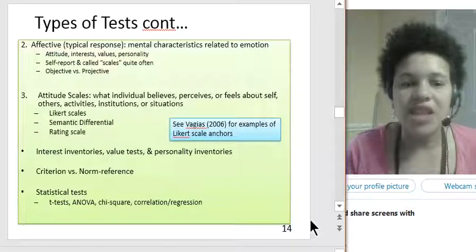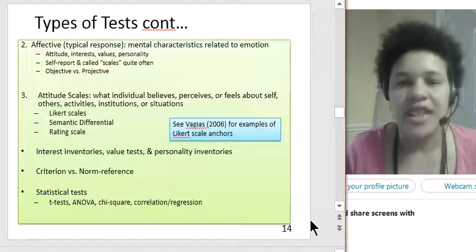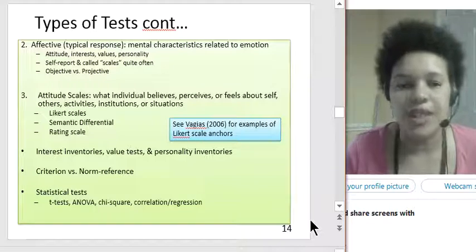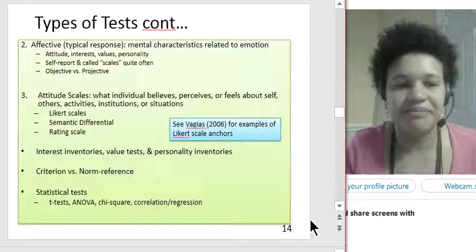And then now there's another way we use the word test, and that's statistical tests. And that's not something we give to participants in our study. That's something we do with the data that we receive. So we might perform a t-test or do an ANOVA or a chi-square or look at correlation or regression. That's another use of the word tests.